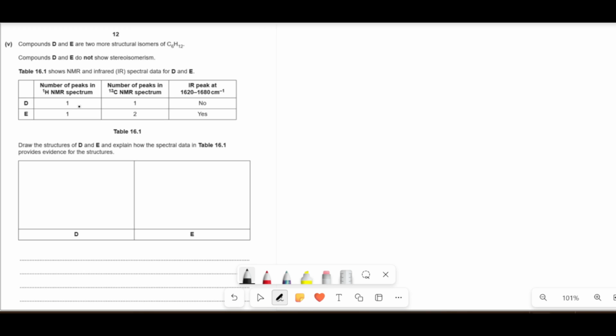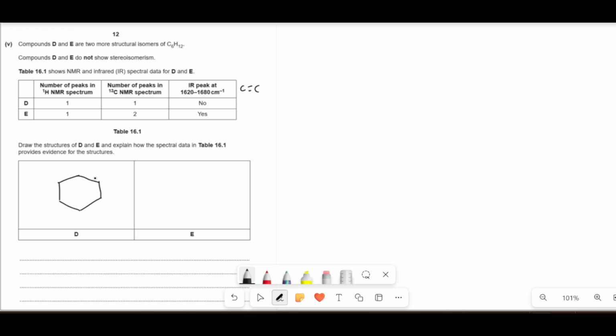So indeed, the number of peaks in the proton NMR spectrum is 1. So that means that we have all the same hydrogen environments, and the carbon environments are identical as well. And there's no peak at 1620 to 1680. So 1620 to 1680 is C double bond C. So this is something that has no double bonds and only has one carbon environment, and it's C6H12. The only possibility is that it has to be a cycloalkane, because anything with CnH2n is either an alkene or a cycloalkane. So in that case, it's just got to be 6 carbons in a cycloalkane. So 1, 2, 3, 4, 5, 6. And all of those are the same hydrogen environment. So that, and that. So they're all the same.